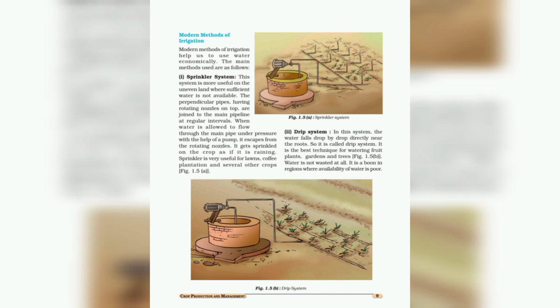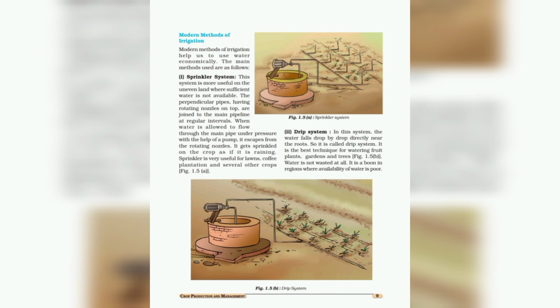Next modern system of irrigation is drip system. So in the drip system, the water falls drop by drop directly near the root. So water is not wasted at all, and this system also saves water loss due to evaporation. So it is a boon in regions where less water is available.